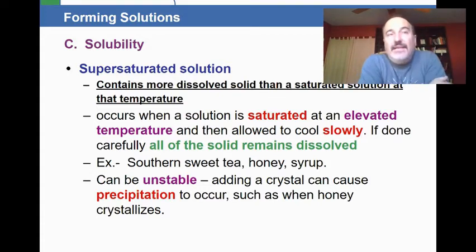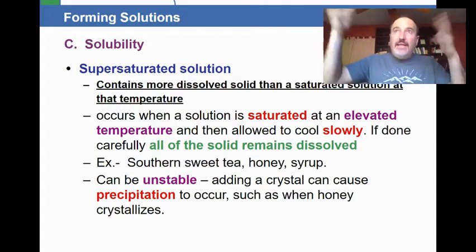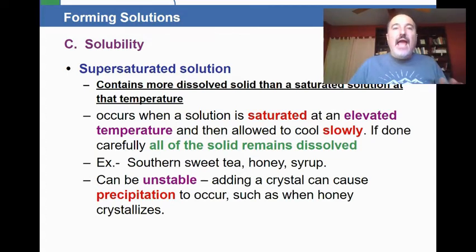Now, one of my favorite things is Southern sweet tea. I love Southern sweet tea. Now, it's iced tea, right? But it is really, really sweet. And the way that they make it is as a supersaturated solution. Basically, they make hot tea, right? Or they make it in the sun and it warms it up. And while it is still warm, they put lots of sugar in. And then as it cools off, the sugar stays in solution.